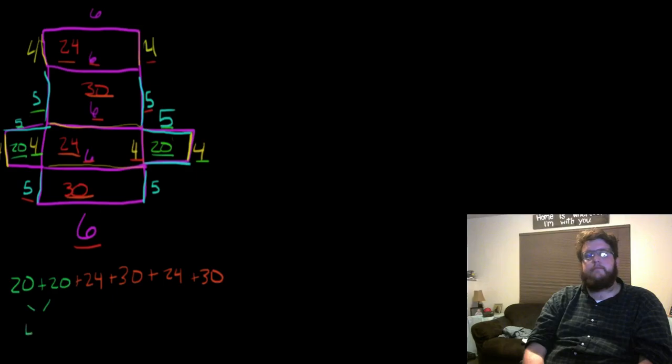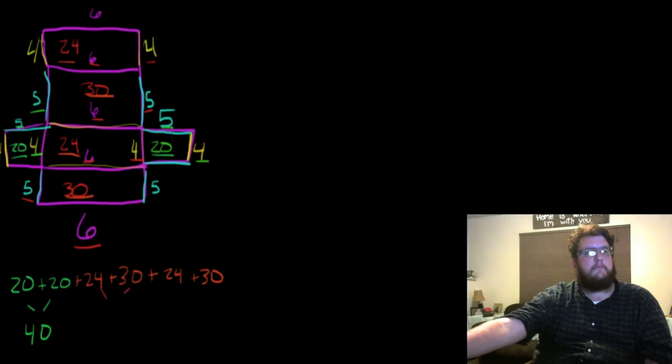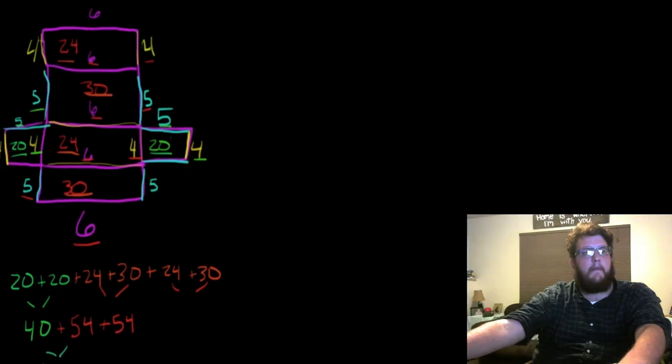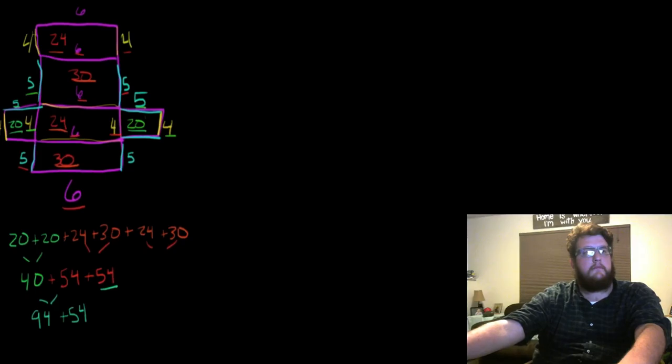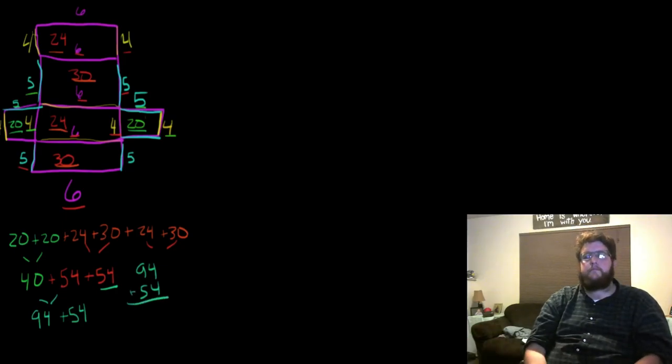20 plus 20 is 40. 24 and 30 is 54. And 24 and 30 is also 54. I can keep going. 40 plus 54 is 94. Bring down this other 54. And then 94 plus 54, 4 plus 4 is 8. 9 plus 5 is 14.